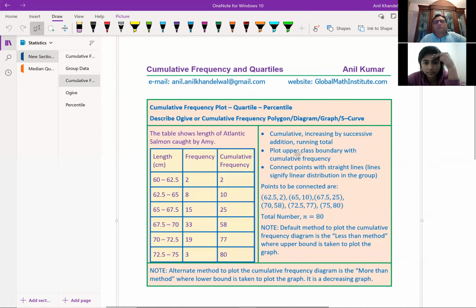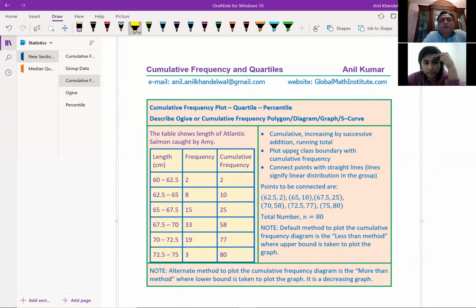I have mentioned all the names here. Describe ogive or cumulative frequency polygon, diagram, graph, or S-curve. These are alternate names which are being used in different places. We will follow the name polygon. Polygon means it is a set of lines. Not strictly, because a polygon could be closed, open, whatever, but it is definitely not a curve.